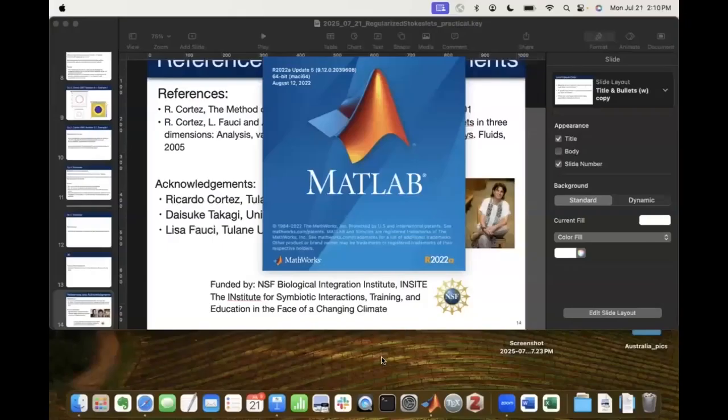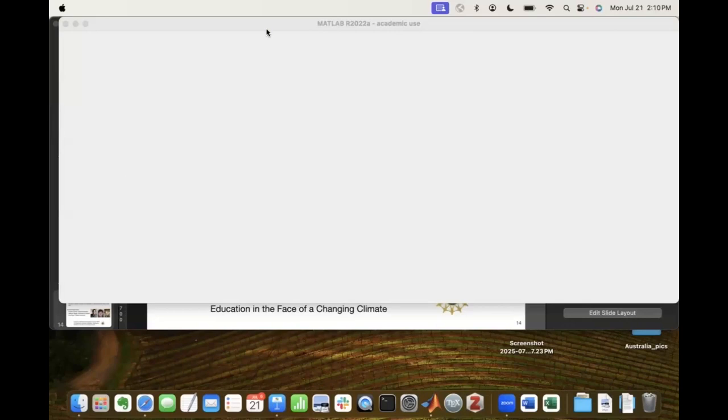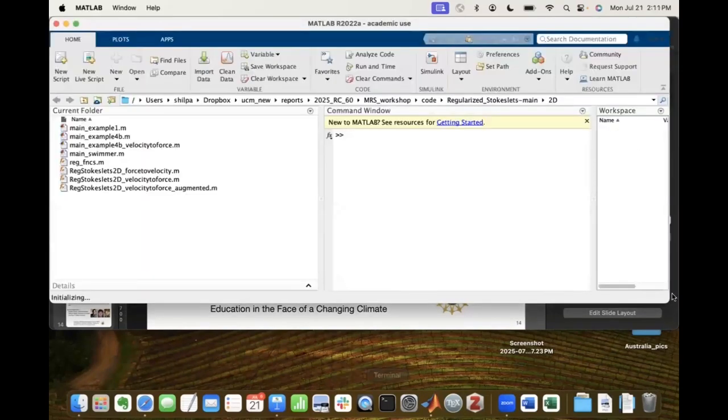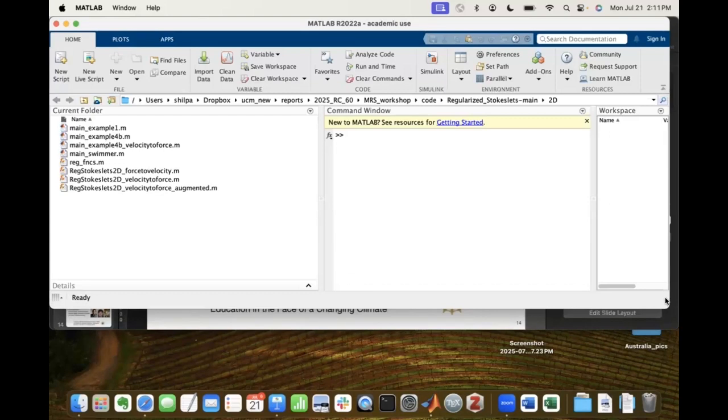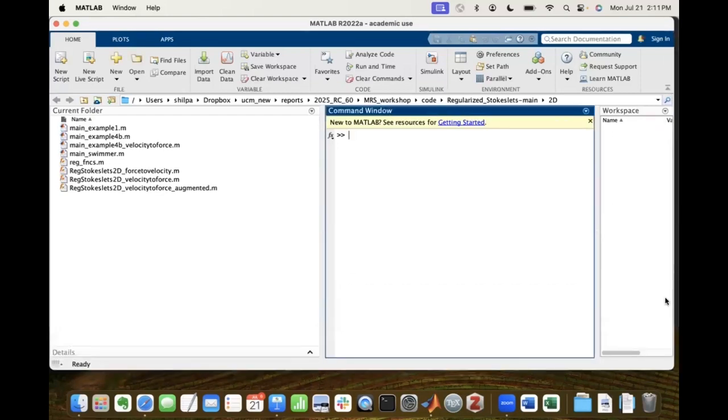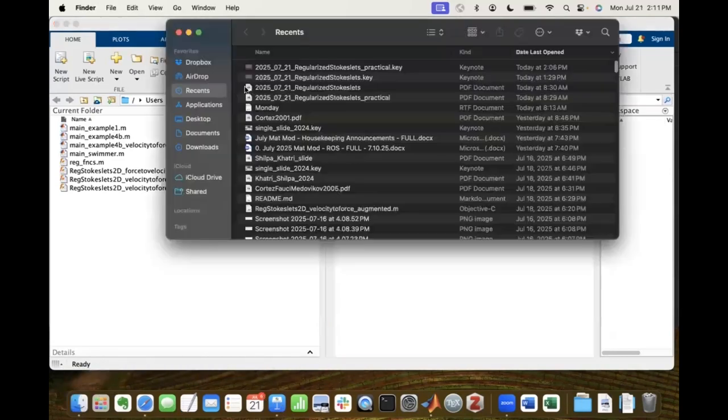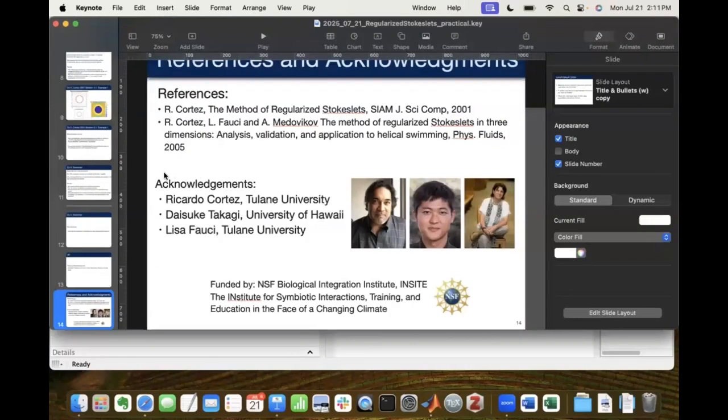I'm opening my MATLAB. It's going to take a second. I'm going to share my whole screen. We'll see if my MATLAB works. We can work through the first example. Let me open it, and let me tell you about the first example.